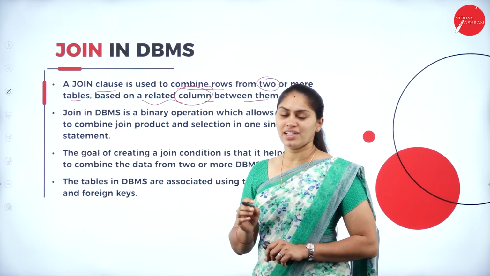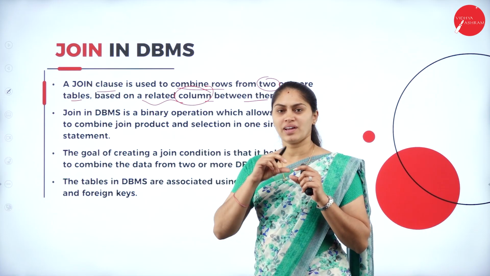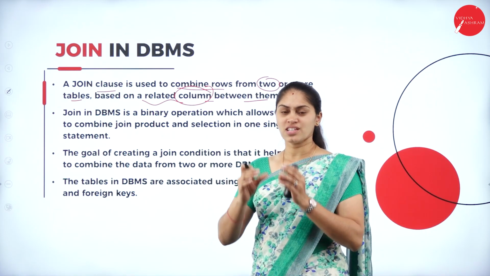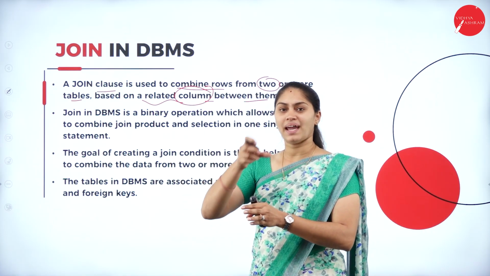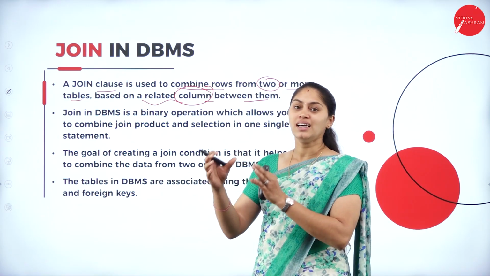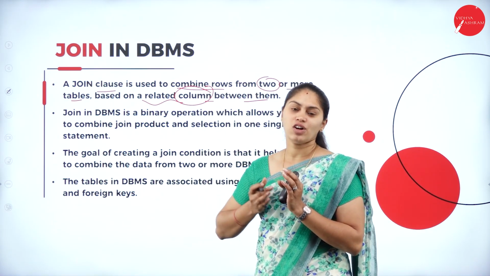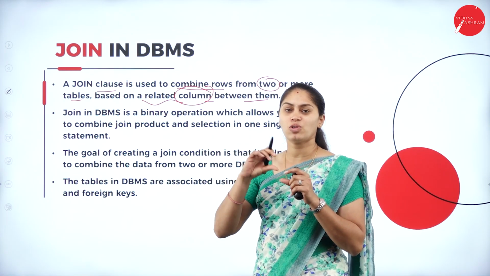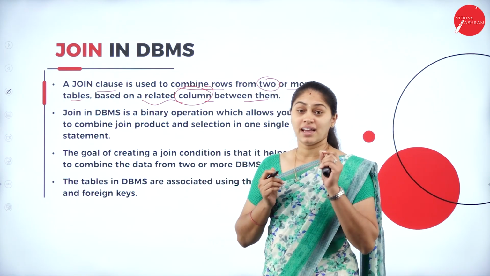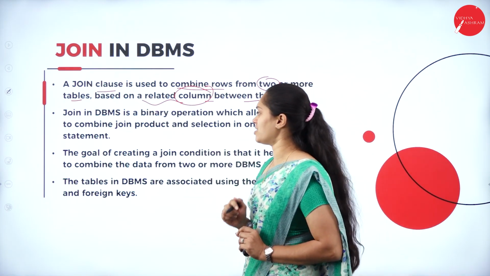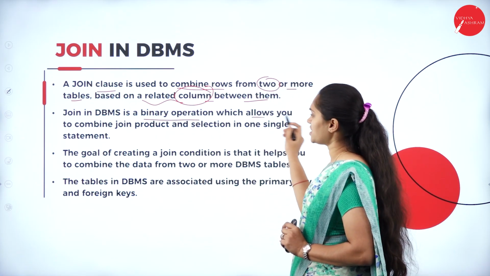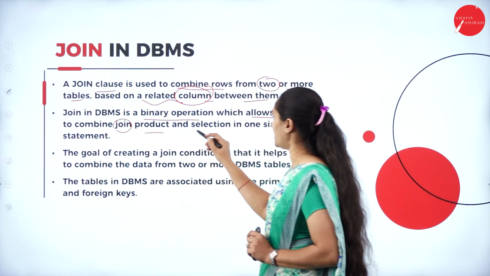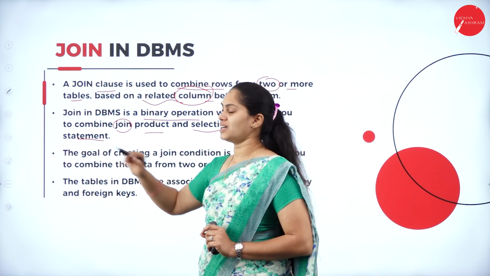So what we are doing here is combining the tuples. We are taking the records, that is rows, from two different tables based on the column, based on the domain or the criteria of an attribute. We are selecting the rows from multiple tables. Then we are going to use this join clause. So it's a binary operation which allows you to combine product and selection in one single statement.